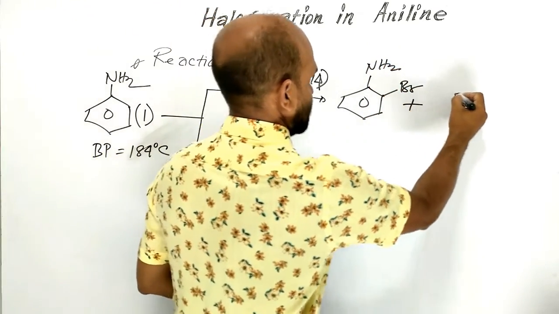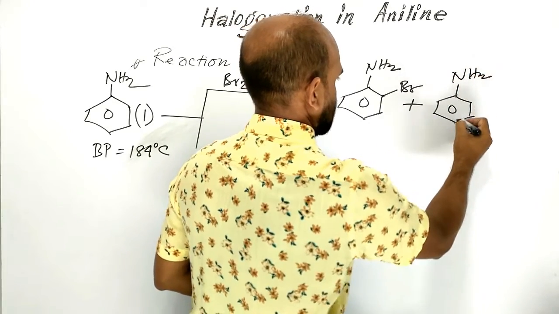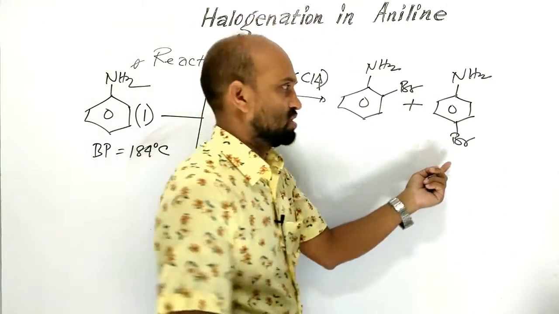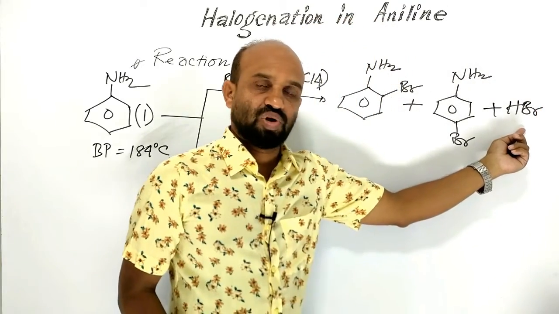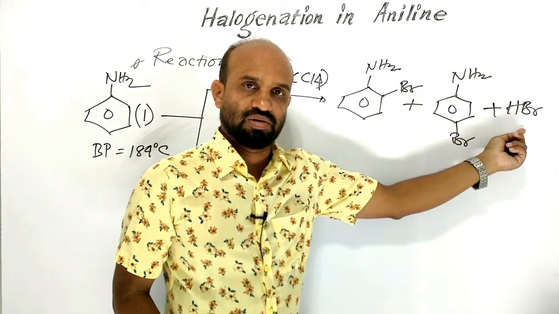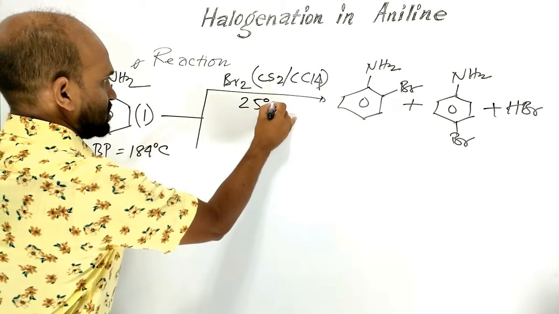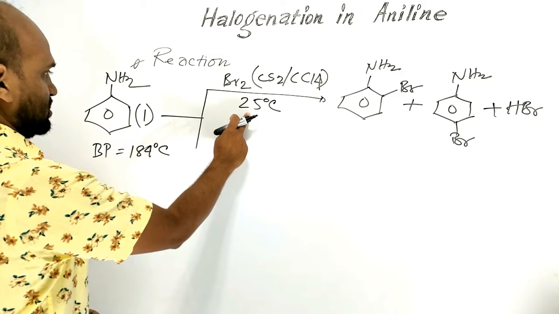orthobromoaniline and parabromoaniline. This is formed as byproduct. This reaction is carried out at room temperature, at around 25 degrees Celsius.